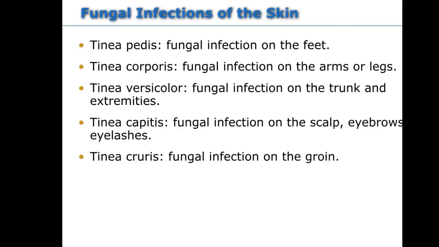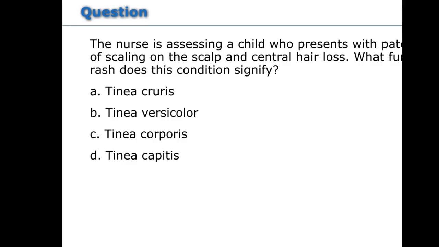Tinea versicolor is a fungal infection on the trunk and extremities, and it's the hypopigmented phenomena that you'll see. Tinea capitis is ringworm in your scalp, and that requires oral antifungals for a long time. So that's some pretty intense treatment. And then Tinea cruris is good old jock itch. It is caused by fungal infections, sweaty situations. There you go. I'm going to leave it at that.